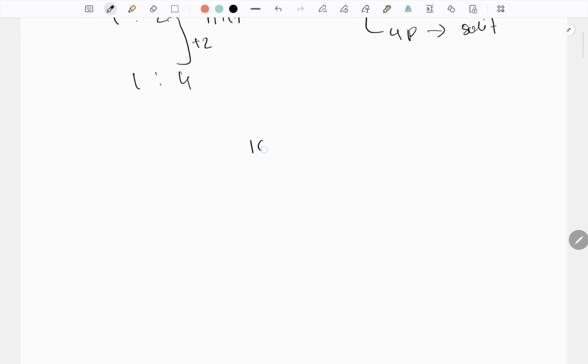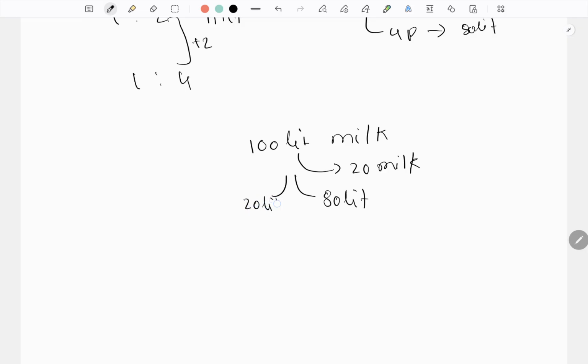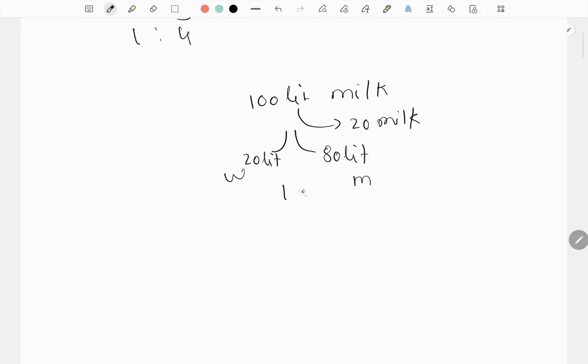Suppose 100 liters of milk. Then I removed 20 liters of milk. In the place of milk I will take water. Now how many liters of milk is there? 80 liters of milk and 20 liters of water. Now what is the ratio? 1:4.